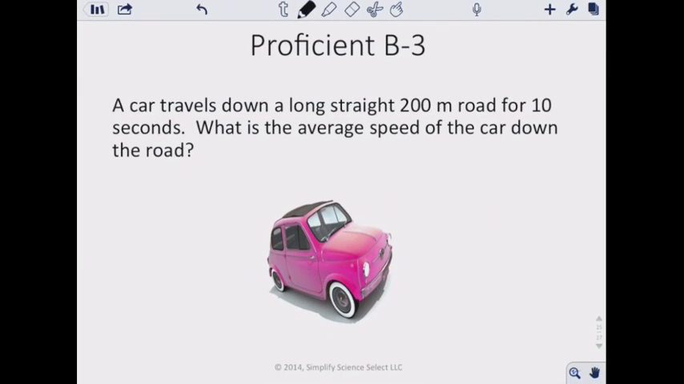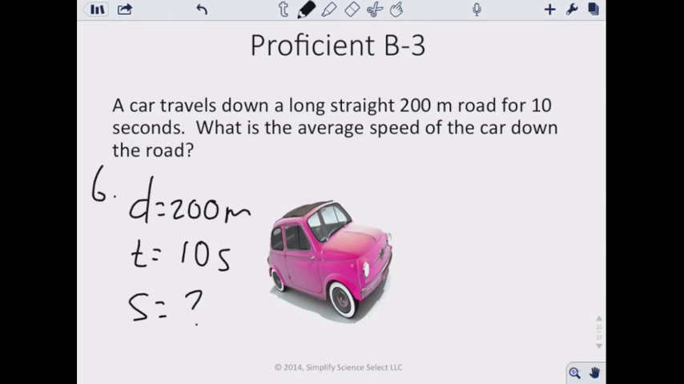It says a car is traveling down a long, straight 200-meter road for 10 seconds. What is the average speed of the car down the road? So we use the GUESS method. Our given is going to be that we have a 200-meter road. Our time is going to be 10 seconds. Our unknown is going to be speed.